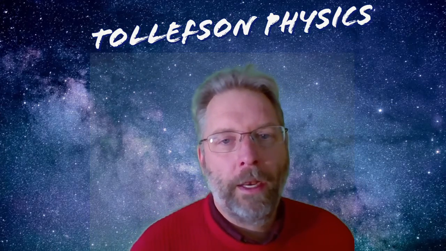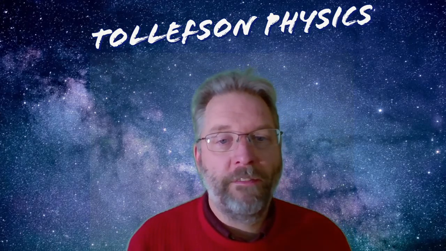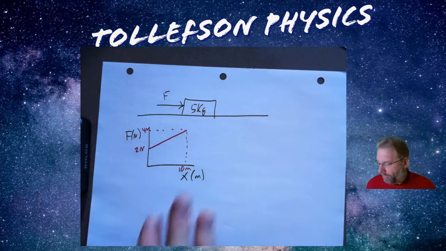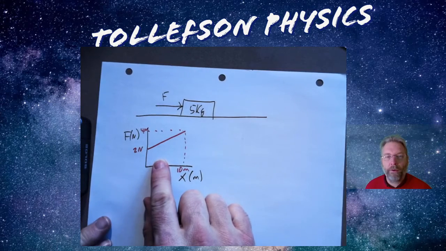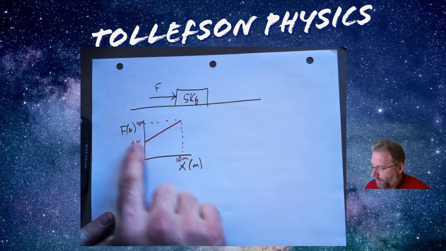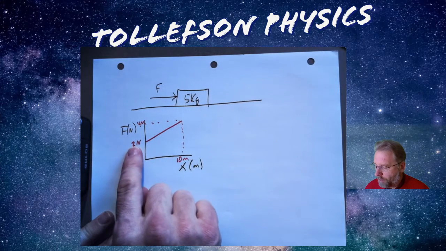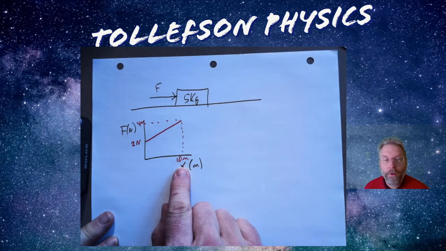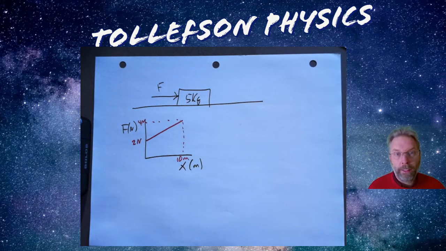All right, so we're going to look at another example of how to use work, especially when there's a variable force. Here's the example that I have. We're pushing a block once again, and pushing that block with a variable force. I created a force versus distance graph, and the variable force goes from 2 newtons to 4 newtons, linear over 10 meters. This is similar to the other example that we did, but now I have a variable force.